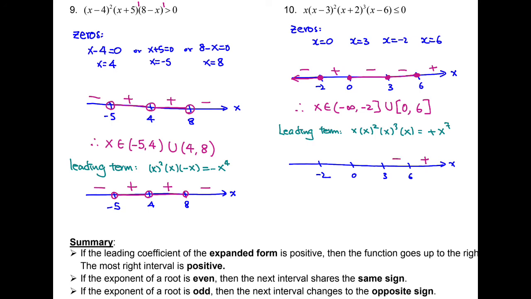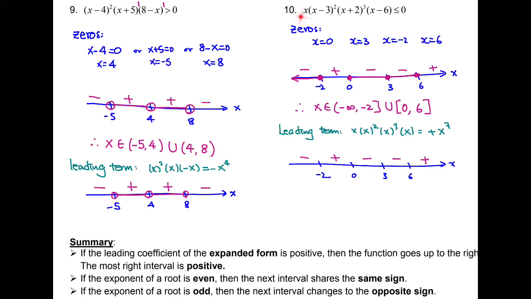Next, we have to go through the root 3 to go to the next interval on the left. 3 is coming from this bracket here with the exponent of 2. So we say the order of the root is 2. It's even. So we keep the same sign. Next, we have to go through the root 0 to go to the next interval on the left. 0 is coming from the x with the exponent of 1. So we know the order of the root is 1. It's odd. So we switch the sign. So positive. Next, we have to go through the root -2. -2 is coming from this bracket here with the exponent of 3, which is odd. So we know the order of the root is 3. So we have to switch the sign to a negative.